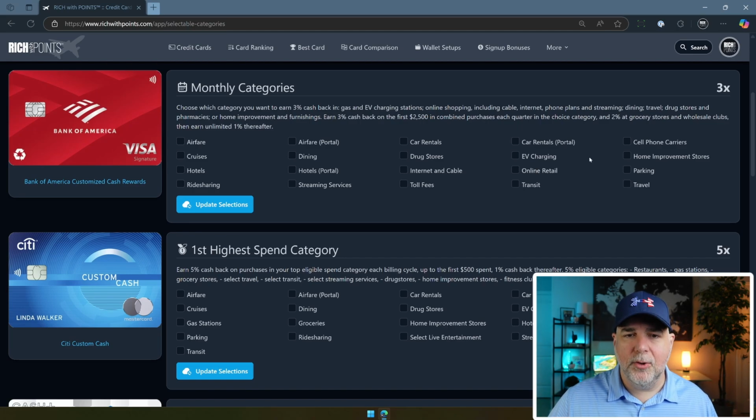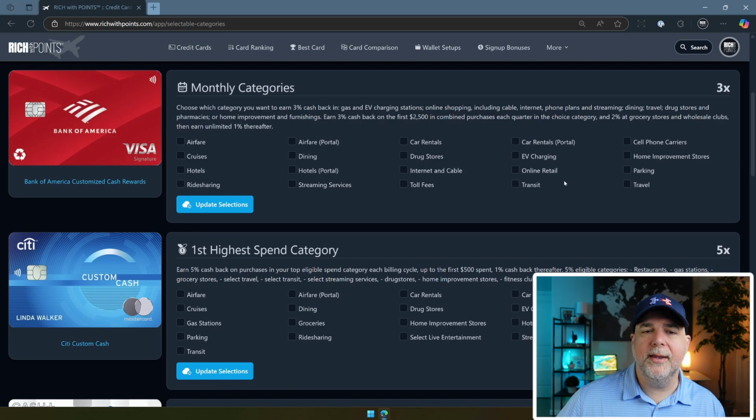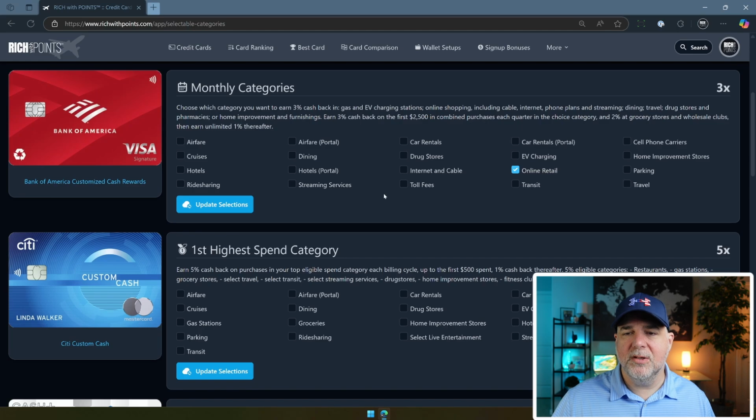So the list of categories are gas and EV charging stations, online shopping, including cable, internet, phone plans, streaming, and then there's dining, generic travel, which covers transit and everything else, and drugstores, pharmacies, home improvement and furnishings. Each one of those are a separate category, and then you can just check those here. So whatever you choose, honestly, I think the easiest one to utilize for 3% that's hard to get more than 2x on is online retail. So I've tended to do that in the past when I had the card.